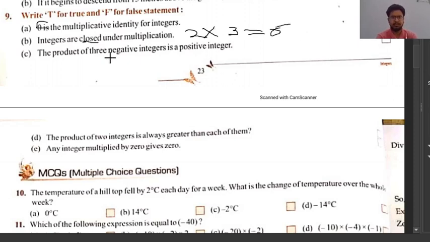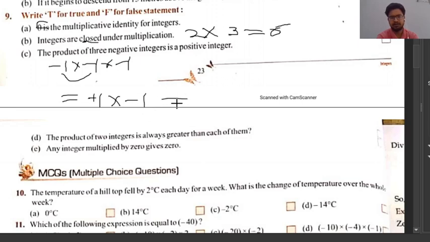Next, the product of three negative integers is a positive integer. No, see how. -1 multiplied with -1 multiplied with -1. See, this minus into minus is plus. Now what is your answer? You say +1, and after that what is left there? Multiply by -1. You write here.